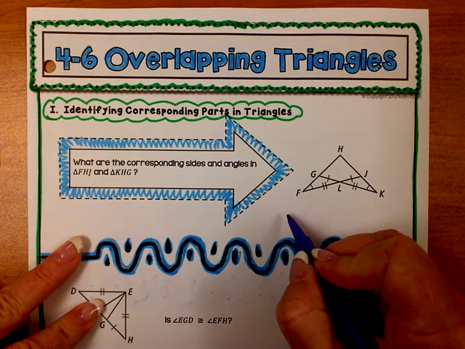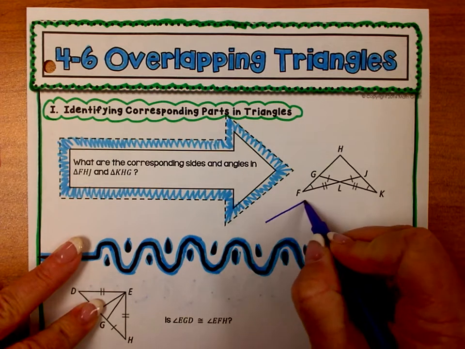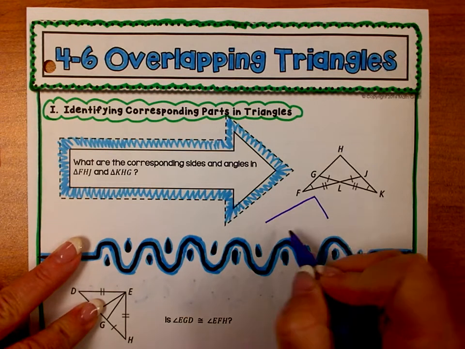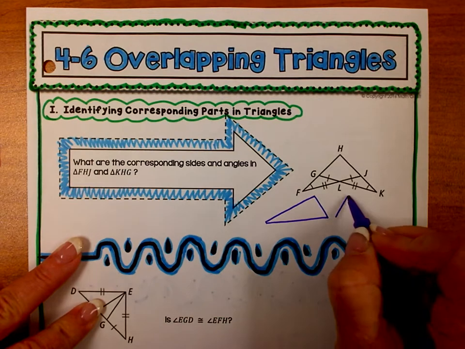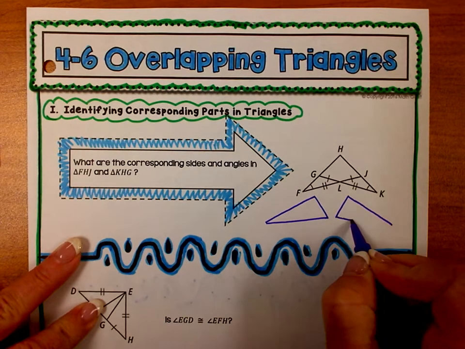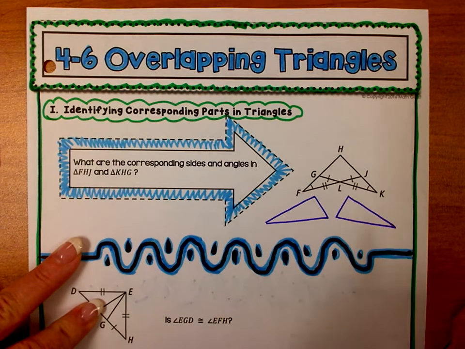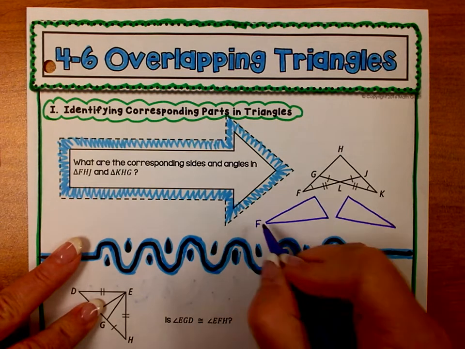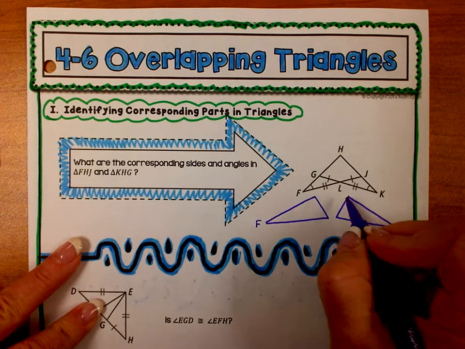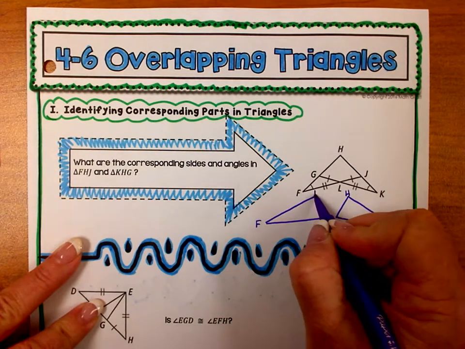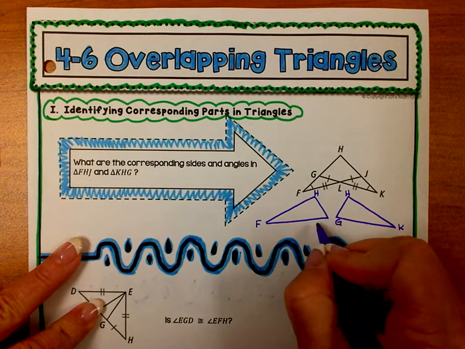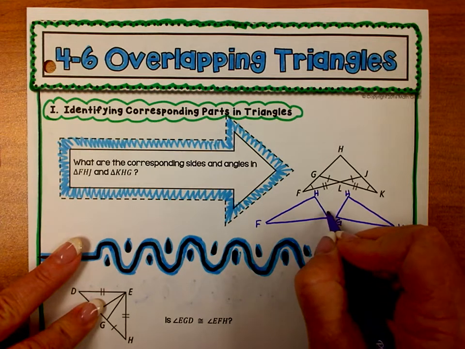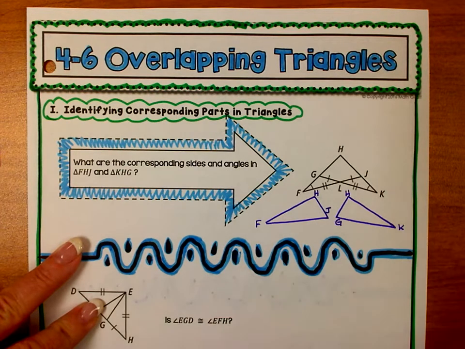So if we separate them, it doesn't have to be anything perfect, just so that you can see what you're working with. And I want to go ahead and label them as well. So let's see, this is F, this is K, this is H, this is H, this one is G, and this one is J. Okay, so now we have them separated.